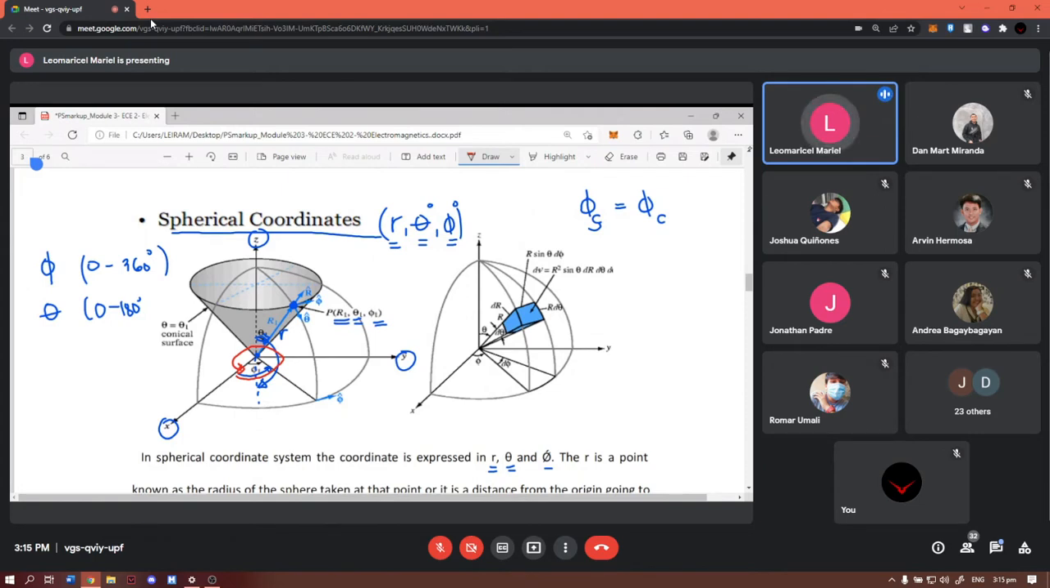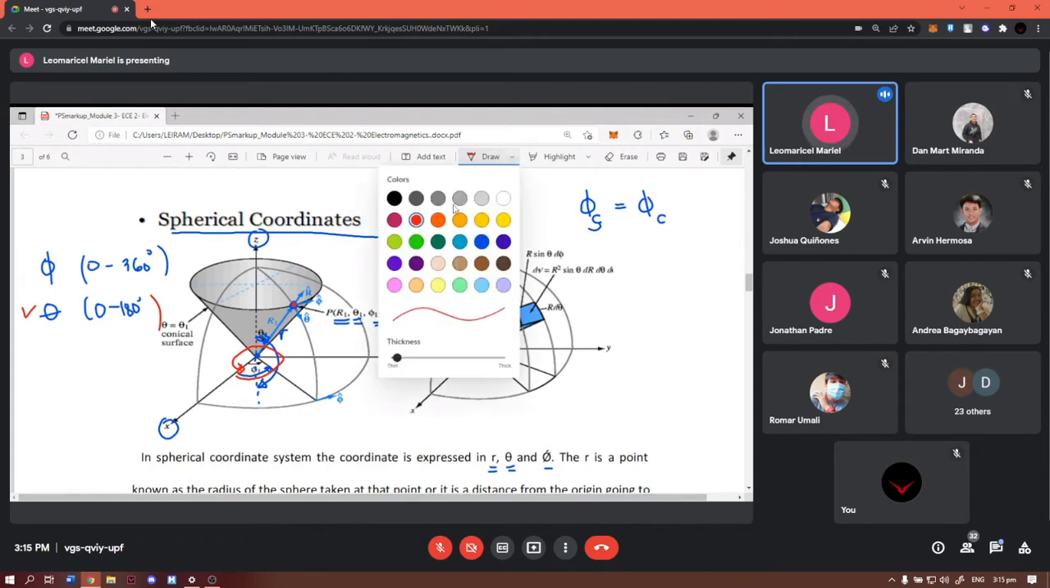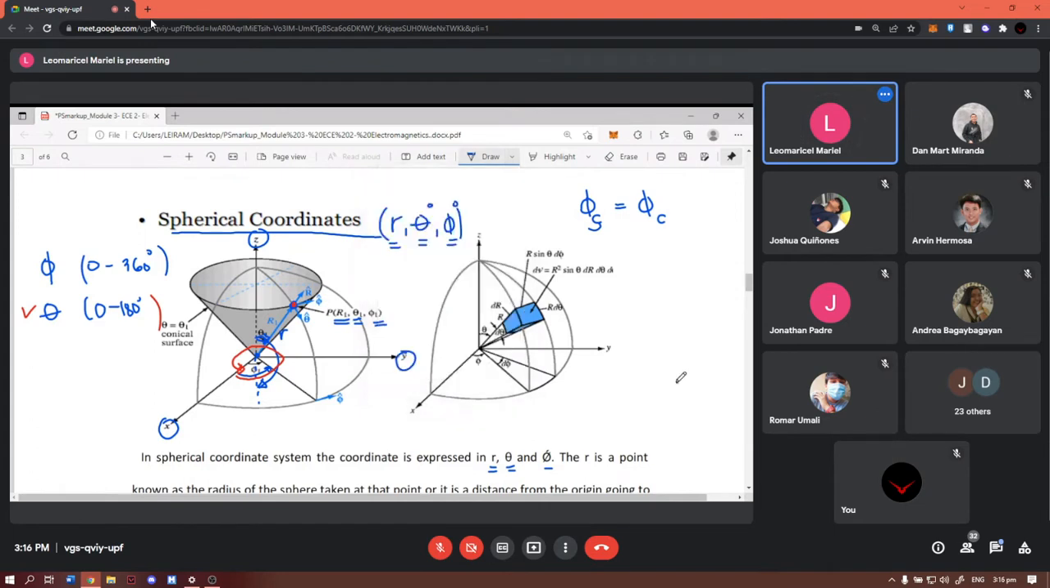Again, kung halimbawa andito yung ating point, so the radius vector is actually your R. The angle taken from the x-axis going to this particular boundary will be your phi, and the angle that is taken from this vertical axis towards that radial vector is your theta. And the measurement of theta is from 0 up to 180 degrees. Then yung ating phi is from 0 up to 360 degrees. So that is the difference between the two angles in spherical coordinate system. Nasusundan? Nasusundan ba?